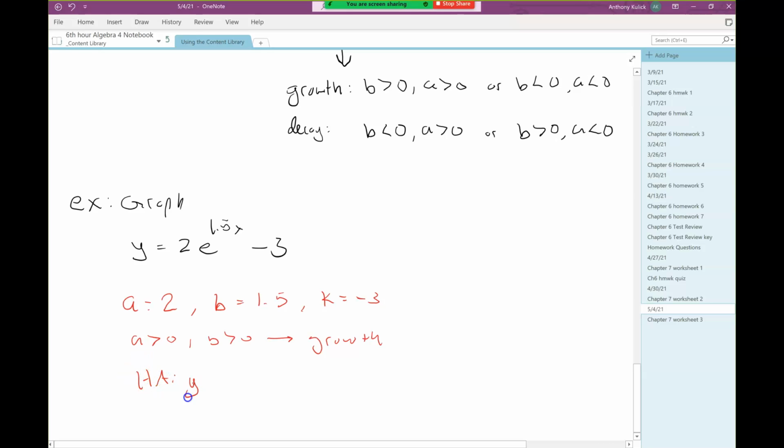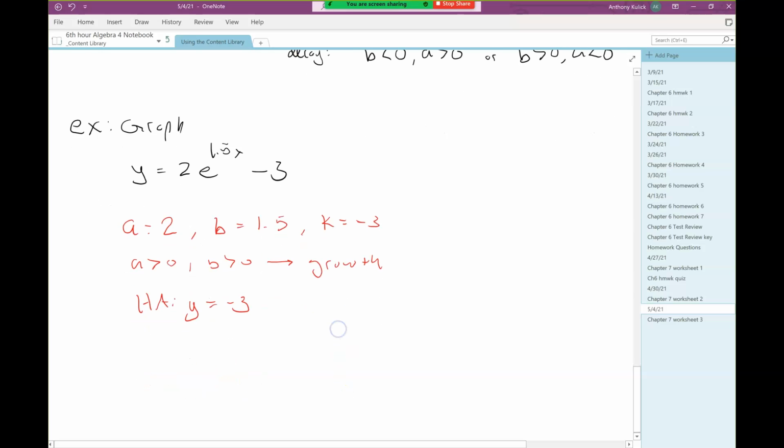The horizontal asymptote is still y equals k. Before, to choose our x's, we did h minus 2, h minus 1, h plus 1, h plus 2. You guys remember that? In this problem, though, we have no h. So what are we going to do? We're just going to do minus 2, minus 1, 0, 1, and 2. Anytime you have e as the base, we're just going to use those x's.